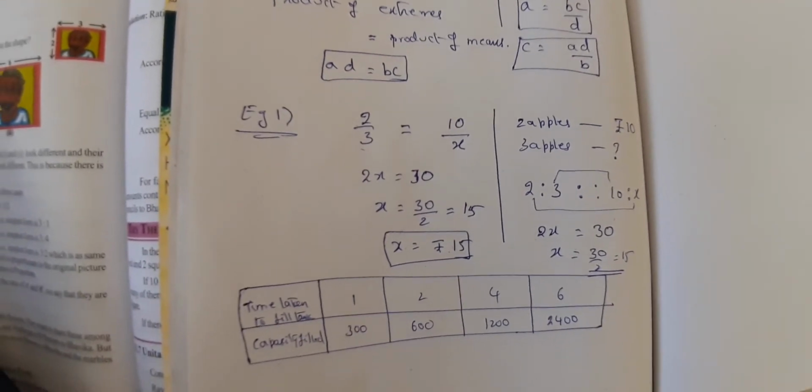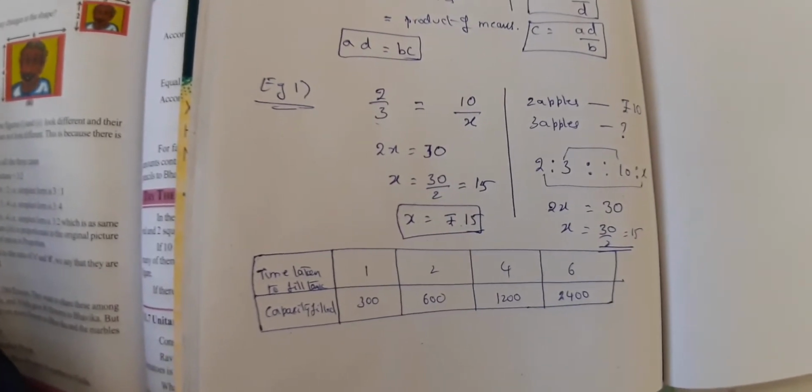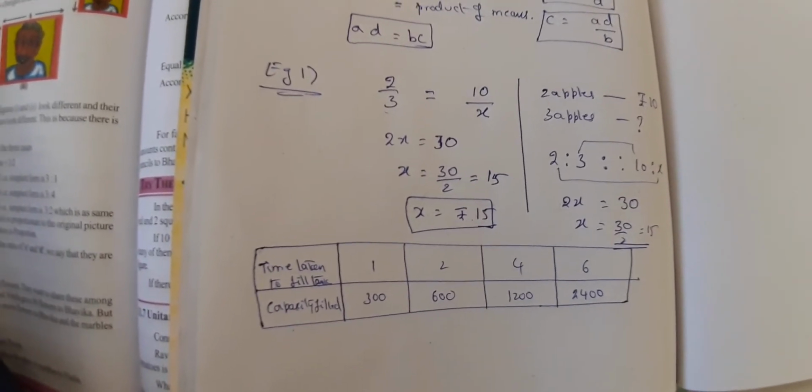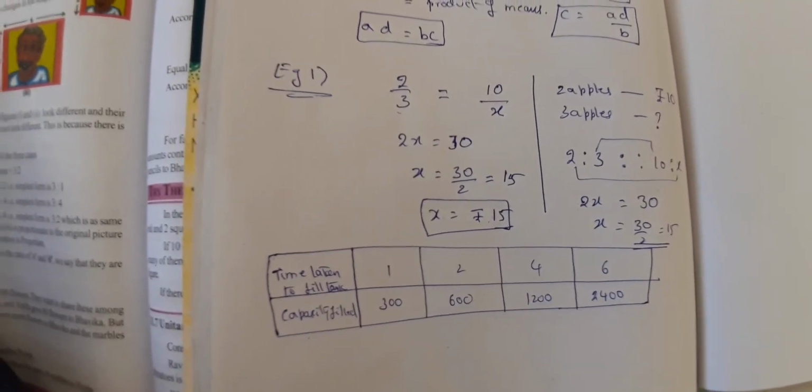So now let us see another example here. Time taken to fill a tank in hours, suppose. So the capacity to be filled is 300 liters.